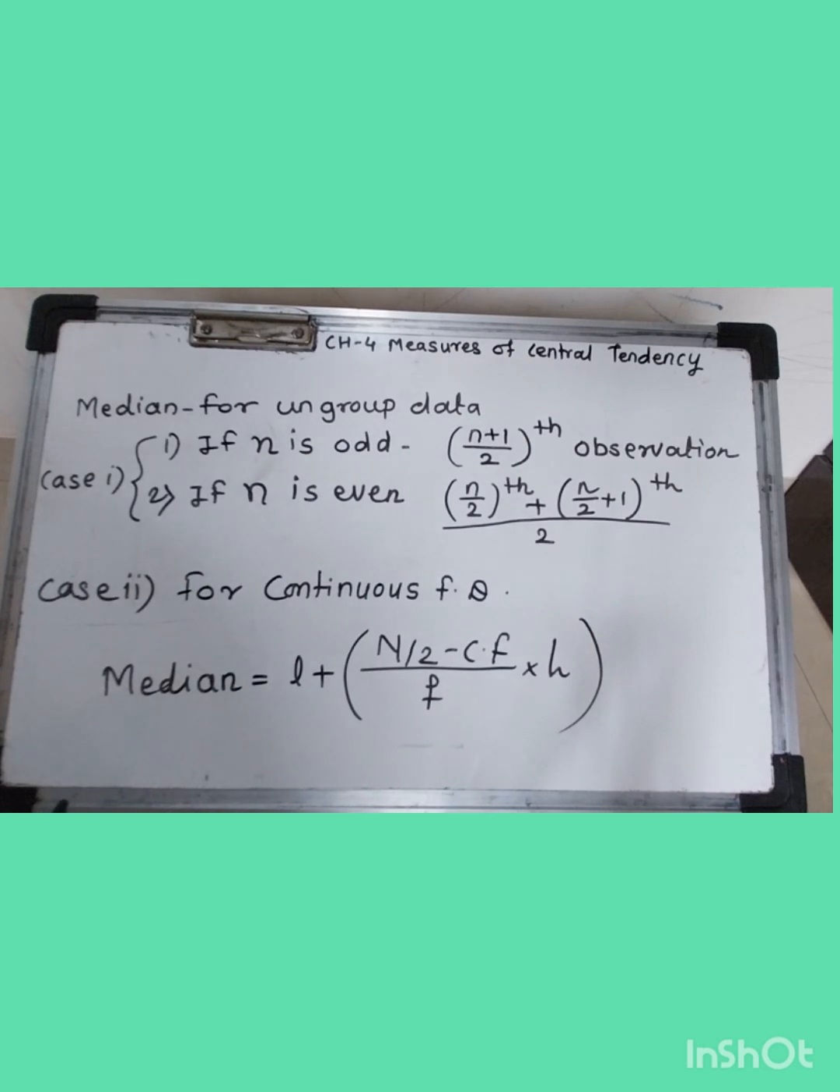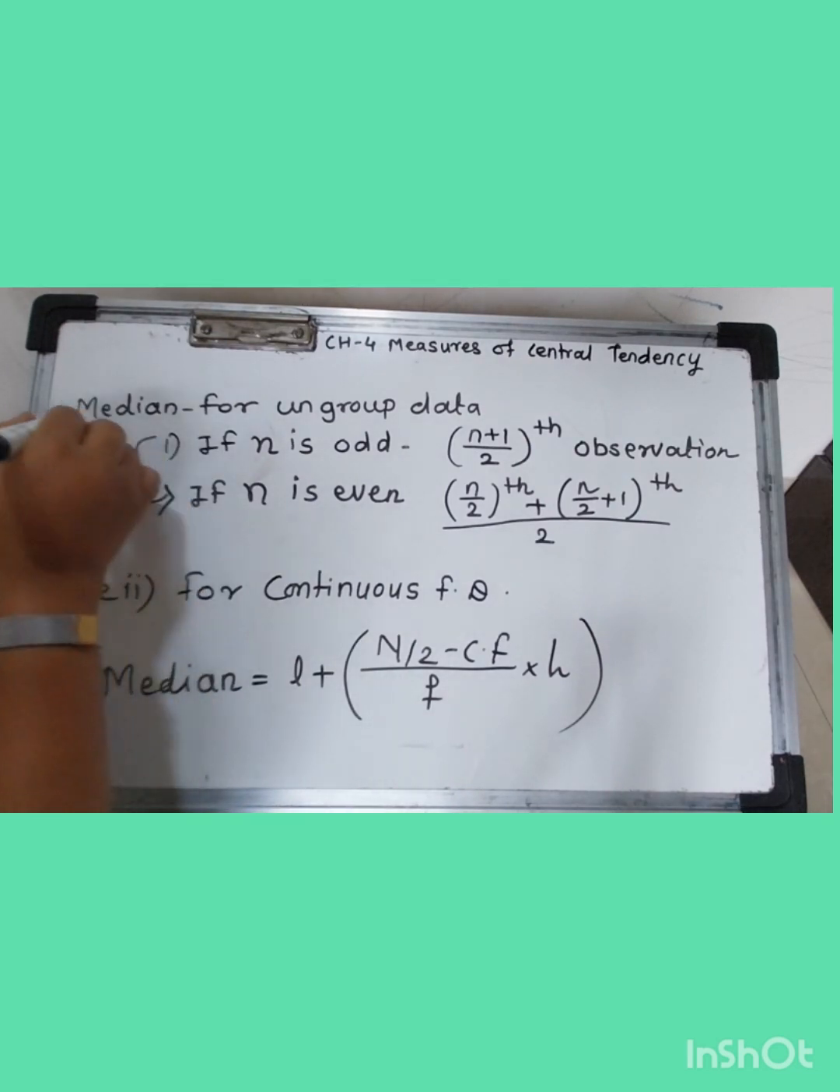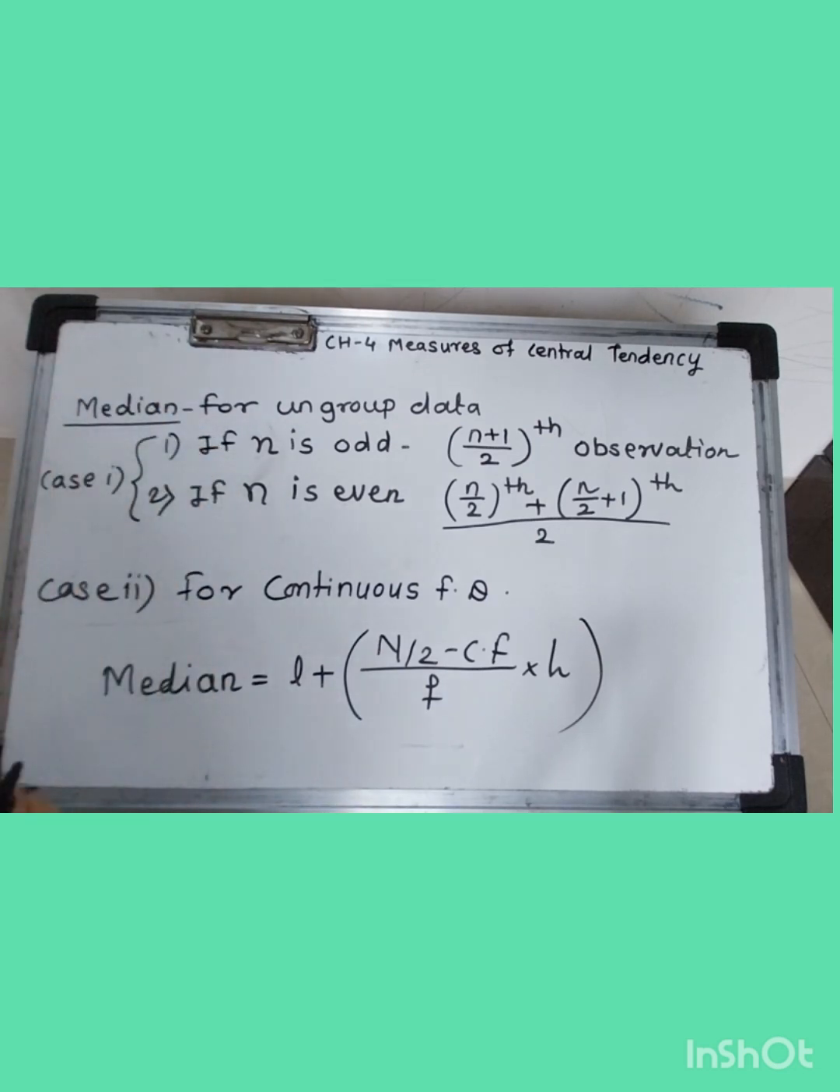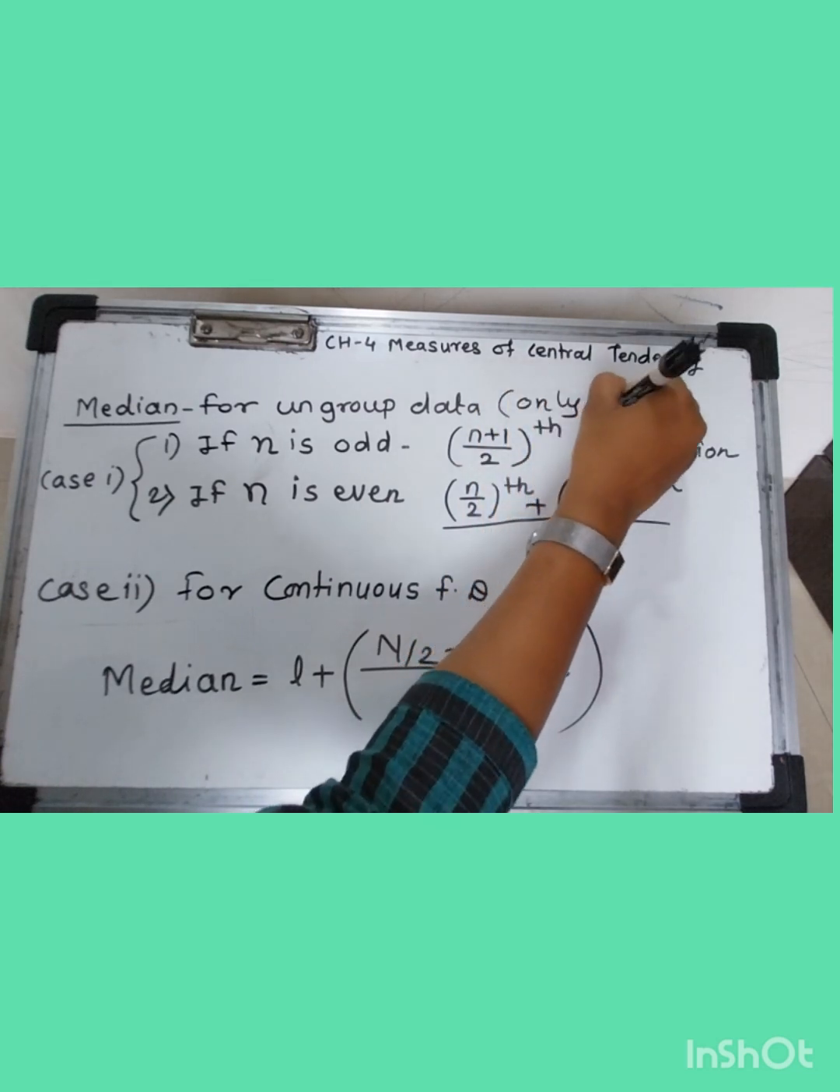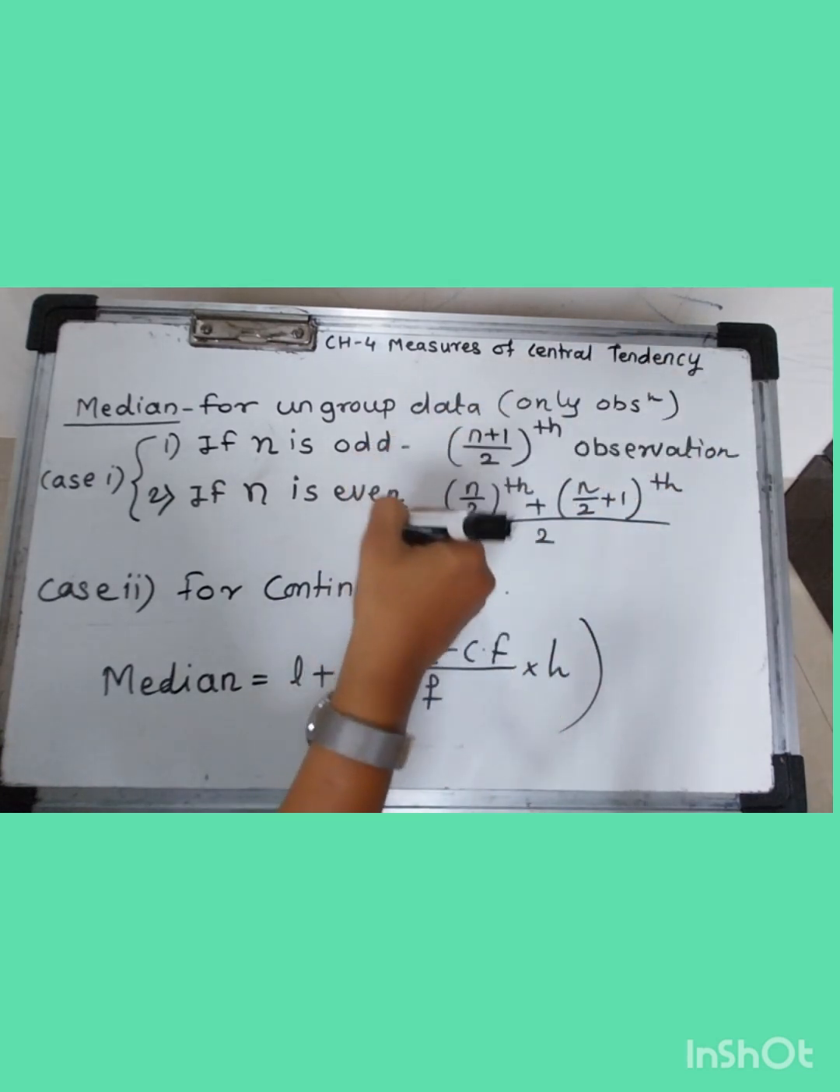Okay, we have finished median. Okay, see, what is the median? Median is the central value. Okay. See, there are two cases for median. First is for ungrouped data, means what? Only observations. If only observations are given, we use these two formulas.